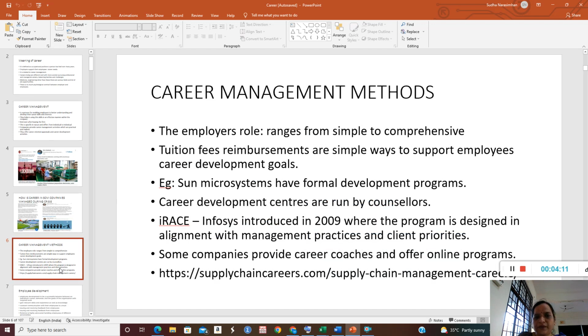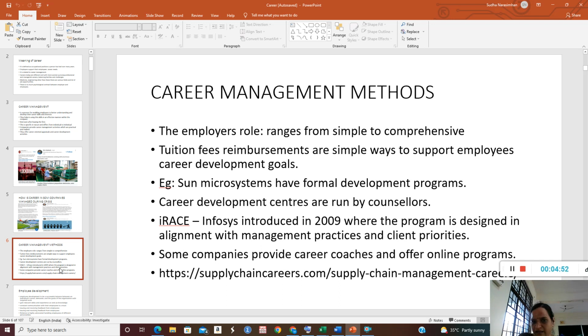When you look into the career management methods, the employer's role is very complex in nature. It ranges from the simple to the comprehensive. Now what are the various management methods and activities carried out by organizations? Companies provide tuition fee reimbursements, which are very simple, and they also support the employees' career development goals. If people are pursuing higher studies through distance education or part time, the company is funding them and supporting them.